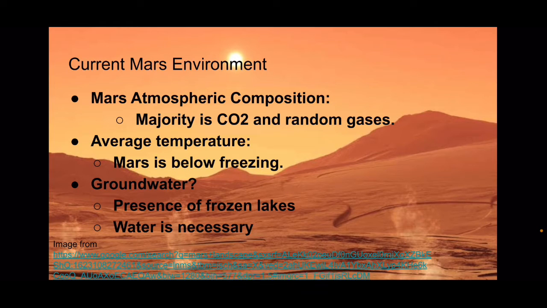So, in order to find out if life can live on Mars, first we have to go over the Mars environment itself. The atmospheric composition of Mars is majority CO2 and random gases. To be specific, it is primarily 95% carbon dioxide, and the remainder is composed of oxygen, nitrogen, argon, and carbon monoxide. We also know that Mars is below freezing. The average temperature on Mars is extremely cold at negative 63 degrees Celsius.